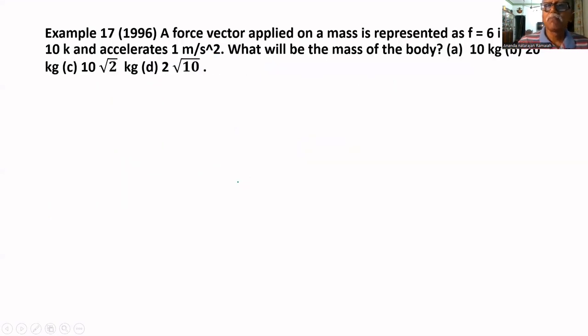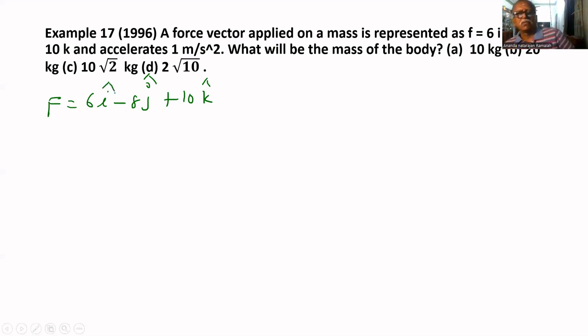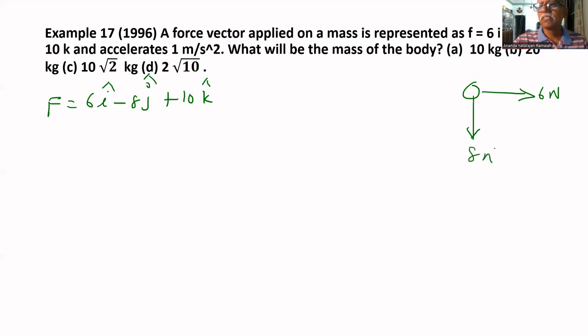A force vector applied on the mass is represented as F equal to 6I minus 8J plus 10K. These are all unit vectors. A force vector applied on mass. It means what? A mass is there. In this direction, 6 Newton is applied. In this direction, minus 8. That's why I'm putting downward. 8 Newton is applied. Along Z direction, 10 Newton is applied.